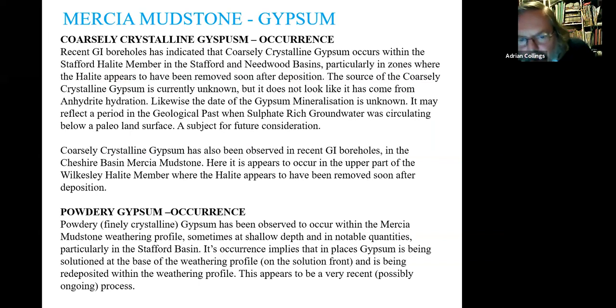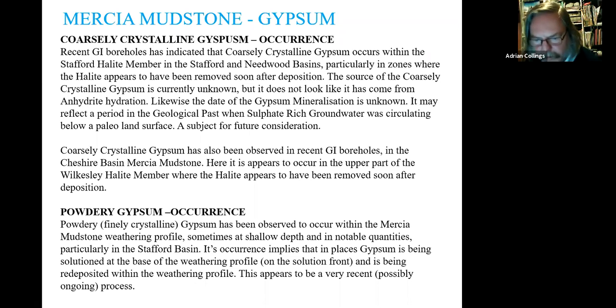These are a few thoughts. Recent GI boreholes have indicated that coarsely crystalline gypsum occurs within the Stafford halite member in the Stafford and Needwood basins, particularly in zones where the halite appears to have been removed soon after deposition. The source of the coarsely crystalline gypsum is currently unknown, but it does not look like it has come from anhydrite hydration. Likewise, the date of the gypsum mineralization is unknown. It may reflect a period in the geological past when sulfate-rich groundwater was circulating below a paleo land surface, a subject for future consideration.